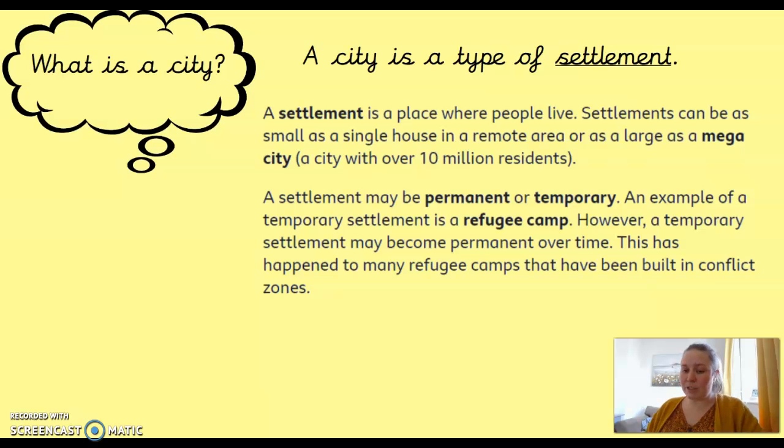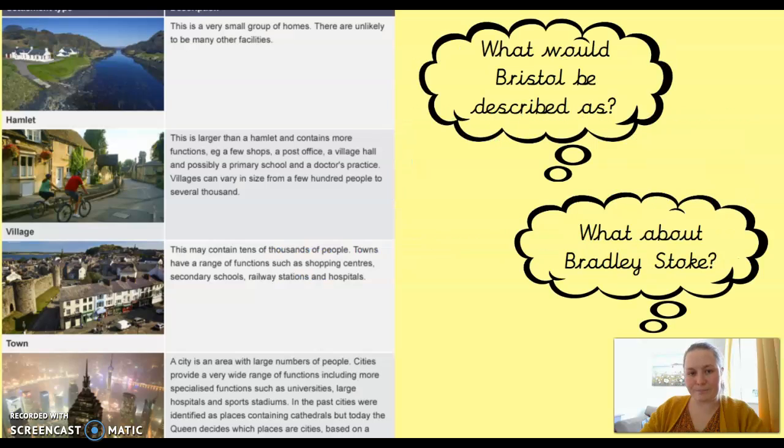So when we talked about refugees quite a lot near the beginning of year 6, we looked at different camps, refugee camps, and those are places where people are living, but they are temporary settlements. They're just set up for people to live there for a short amount of time because of things like wars. They're not permanent settlements, whereas towns and cities that we know are permanent settlements.